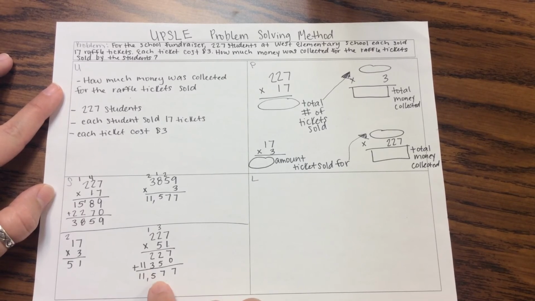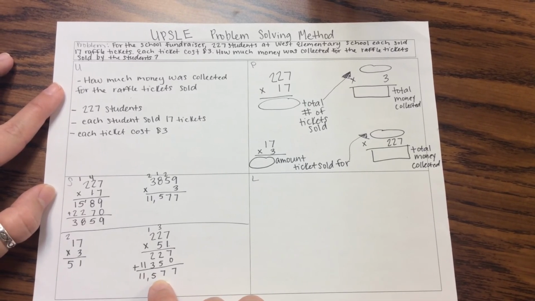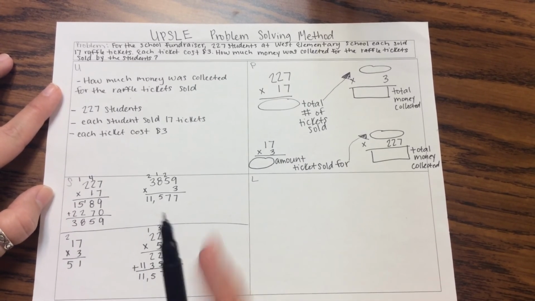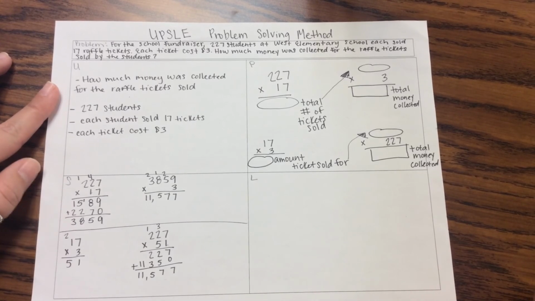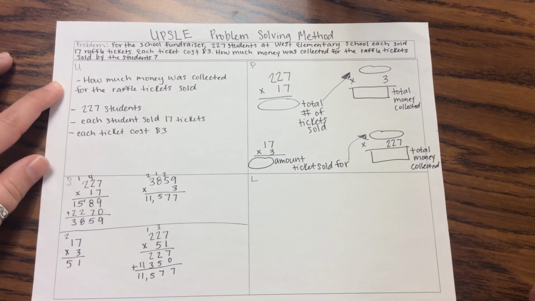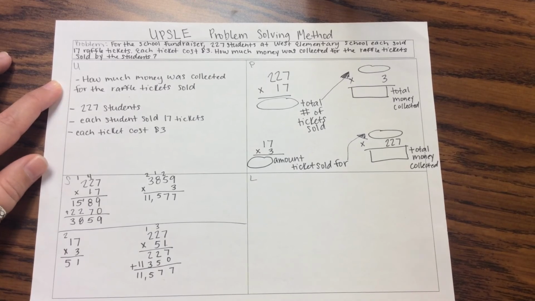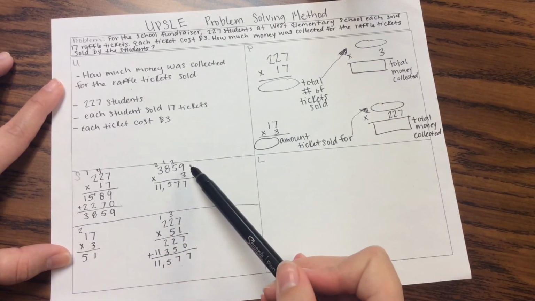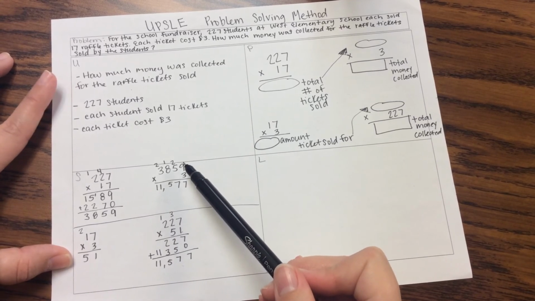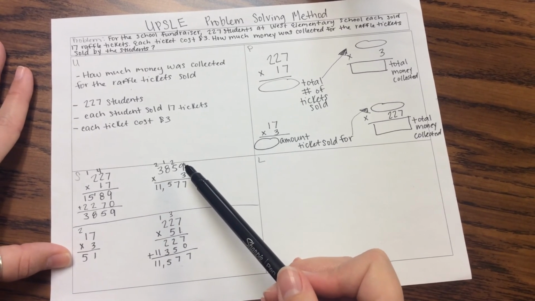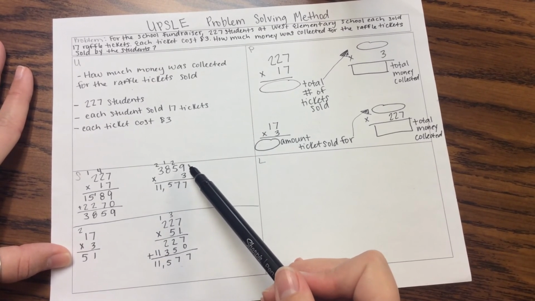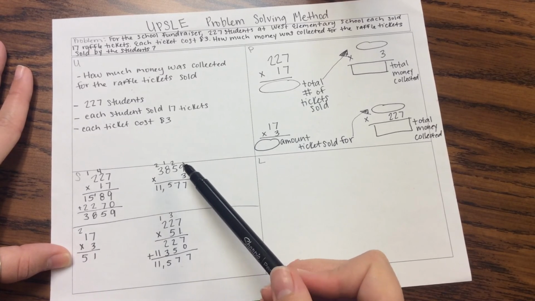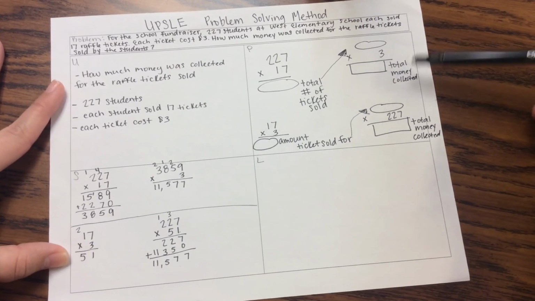Is this answer reasonable? Is $11,577 a reasonable amount, and does it make sense? On this, we are able to say yes, it does make sense. If we would have left the answer at $51 or $3,859, we would say no, it does not make sense. And if we say no, it does not make sense or it's not reasonable, we need to go back and start with our plan step and start over again.